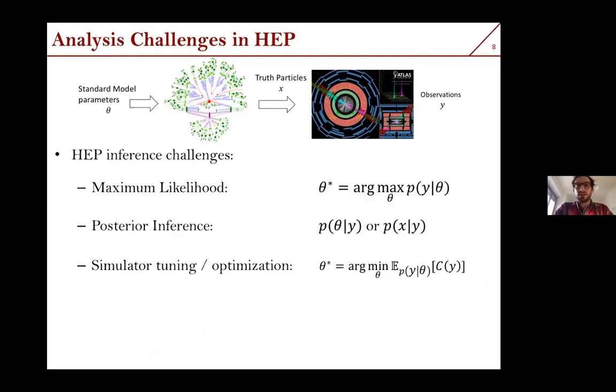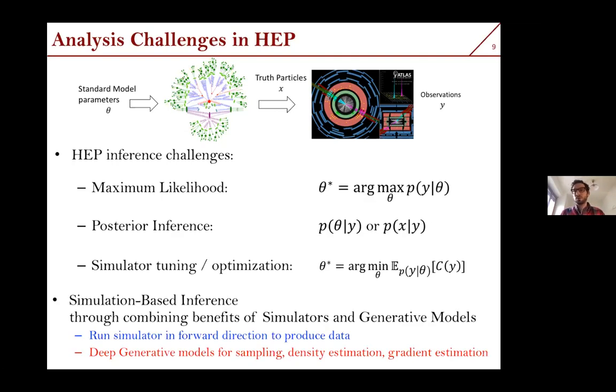So when we write this down in terms of common inference questions, we might want to do maximum likelihood: given some observations, what are the parameters that would make those observations most likely? We may want to compute posteriors. If we want to use Bayes' rule and compute a posterior given observations, what is the distribution of parameters that could plausibly give those observations? Or when we think about optimization or simulator tuning, we pose it not as maximum likelihood in the same way, but we want to maximize or minimize some cost function, some objective. For instance, if we want particles to be swept away from a detector, we want to minimize the cost of particles hitting a detector, as we'll see in an example later.